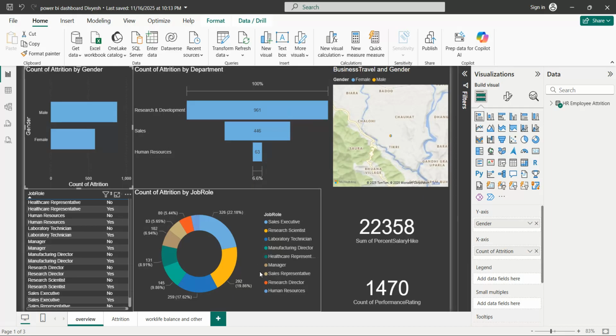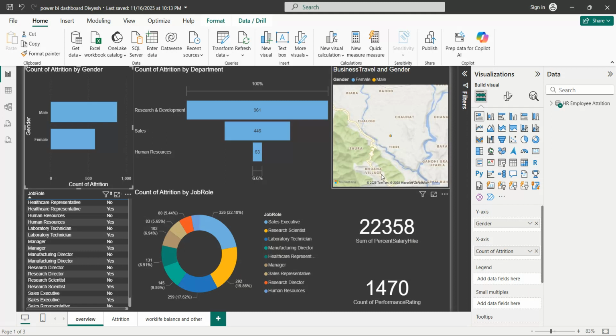Then coming to business travel. This is the visualization which represents business travel and the gender map. This map visual represents the location linked with employee business travel, and the gender distribution of those who travel frequently. From this visualization, we can interpret whether frequent travel impacts attrition, especially among males or females.